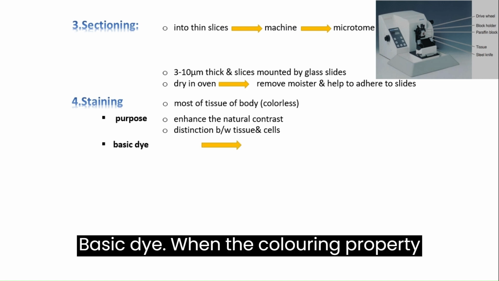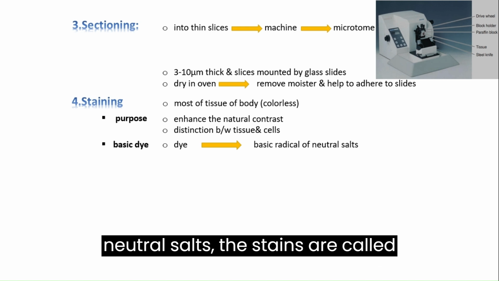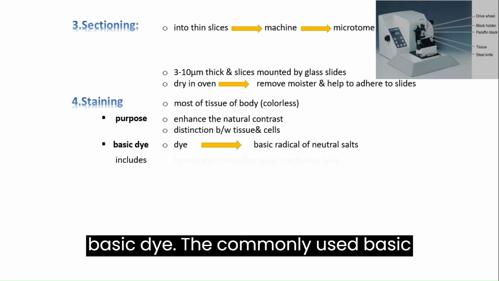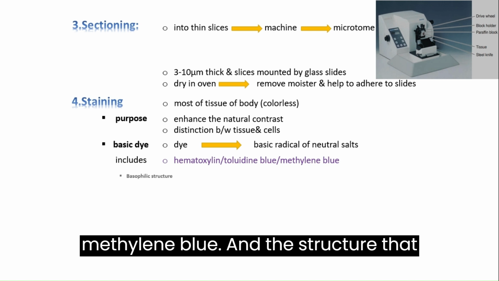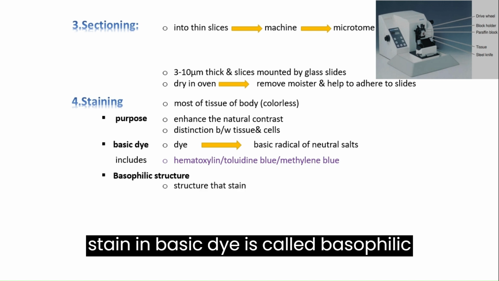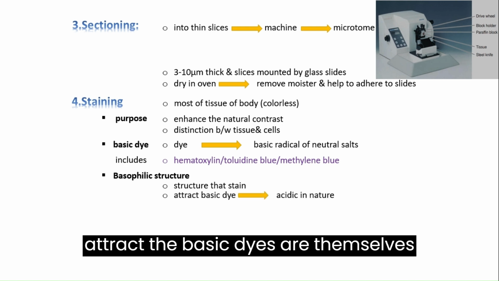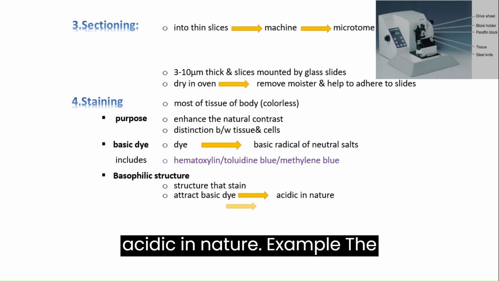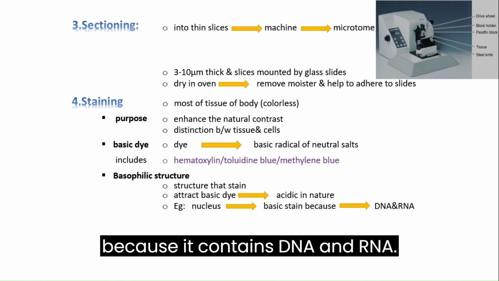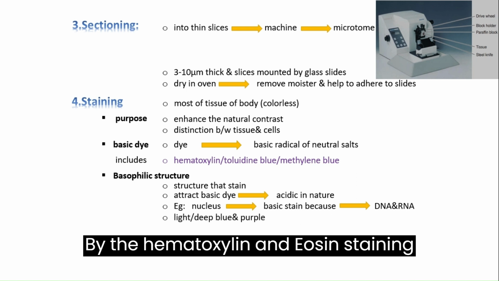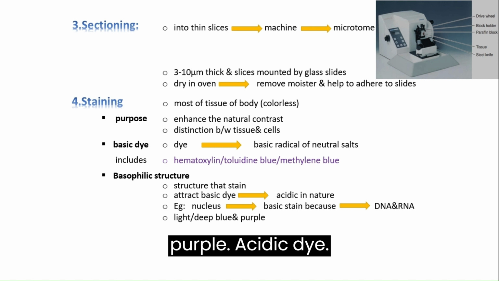Basic dye. When the coloring property of the dye is in the basic radical of the neutral salt, the stains are called basic dyes. The commonly used basic dyes include hematoxylin, toluidine blue, and methylene blue. The structures that stain with basic dye are called basophilic structures. It is important to understand that the basophilic structures which attract the basic dyes are themselves acidic in nature. Example: the nucleus of a cell takes a basic stain because it contains DNA and RNA. By the hematoxylin and eosin staining technique, the basophilic substances are stained light blue to dark blue or purple.